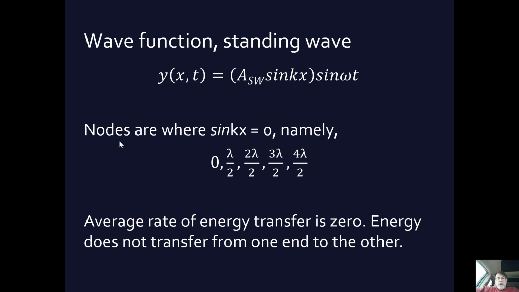One last thing. The average rate of energy transfer in a standing wave is going to be 0. Locally, you do have some energy transfer from node to antinode, and some back and forth energy transfer. But the energy that goes down to the fixed end cancels out with the energy that comes back in this direction. So on average, the energy transfer becomes 0 because you have a precise movement of energy back and forth. Energy does not transfer from one end to the other in a standing wave, and the average rate of energy transfer is 0. And there you have it, standing waves.